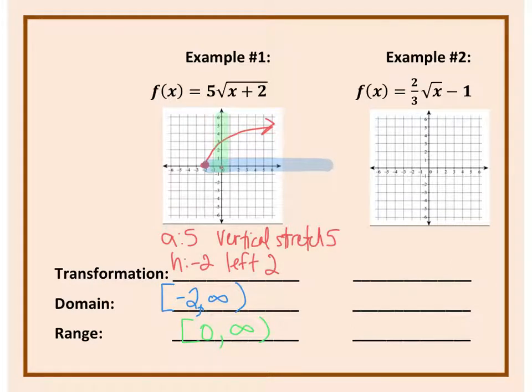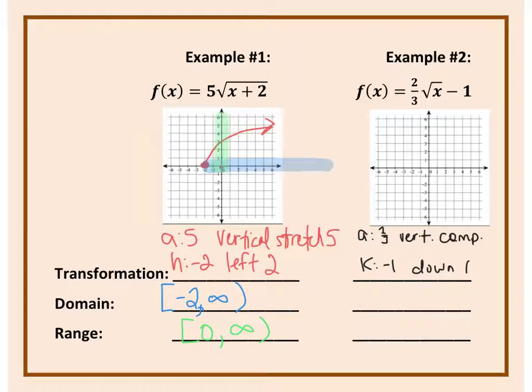Okay. The second question, I have 2 things happening with it. I have a 2/3 for A, and I have a negative 1 after the radical, which means this is my k value. So my A is 2/3, which causes a vertical compression. My K is negative 1, which makes my graph go down 1.